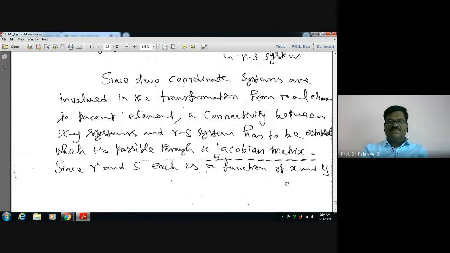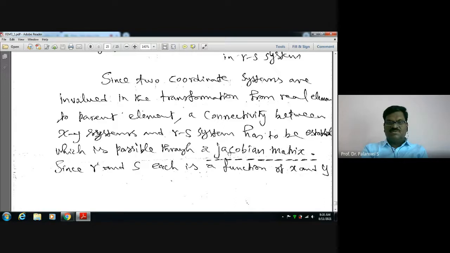With this, I am going to finish this unit, properties of elements. Since two coordinate systems are involved in the transformation from the real element to the parent or master element, a connectivity between the XY system and the RS system has to be established, which is possible through a Jacobian matrix, since R and S each is a function of X and Y. We use a matrix called the Jacobian matrix.